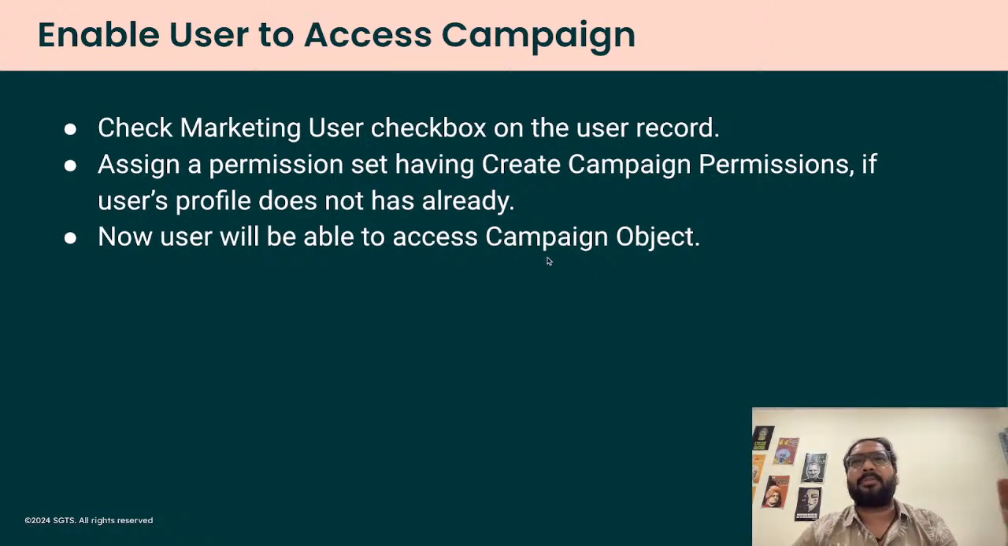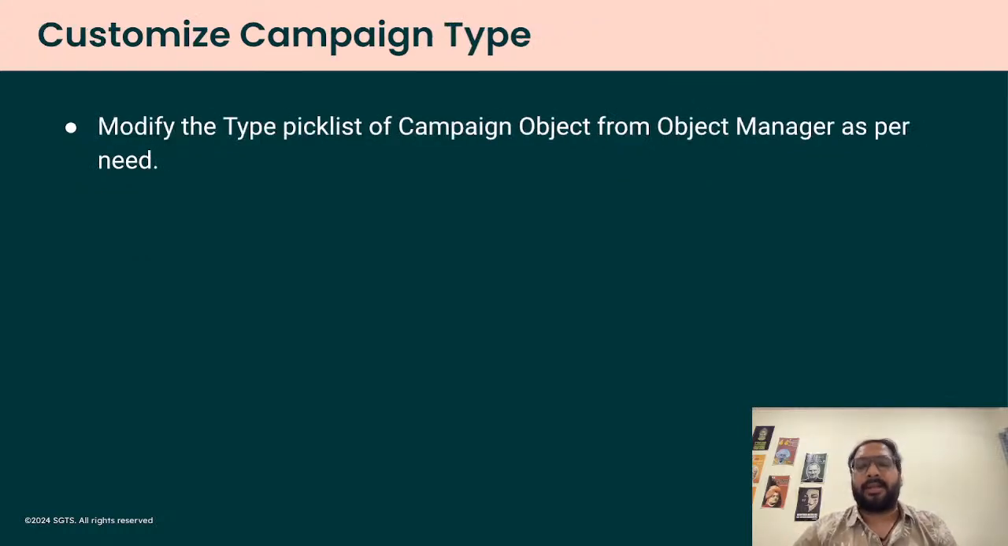So these are two important steps that generally people ignore. That's why I'm sharing them with you. If you are facing any challenges, you need to keep that in mind. And generally in interviews also, the interviewer can ask, if the marketing object is not available, what all things we can check, right? Now, the second thing is customizing campaign type, right?